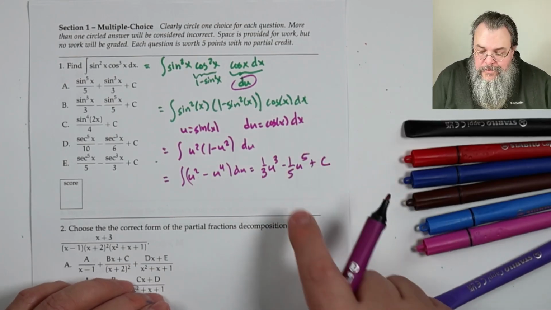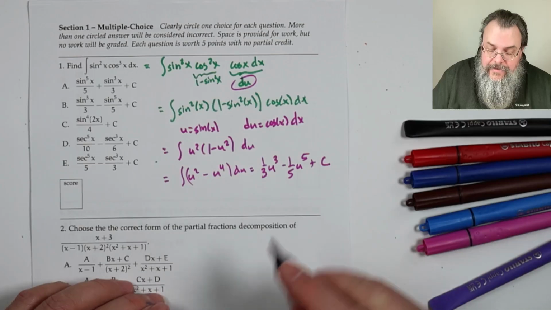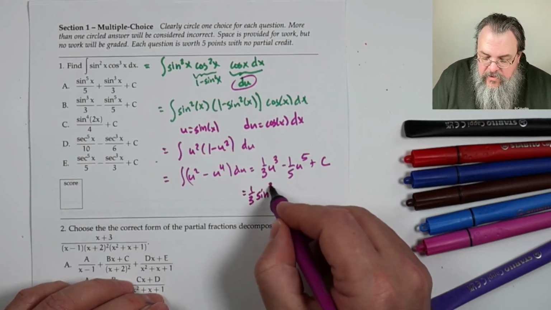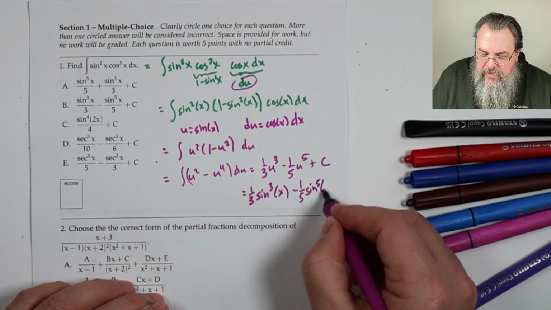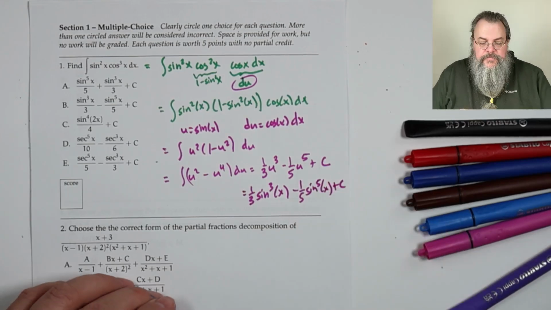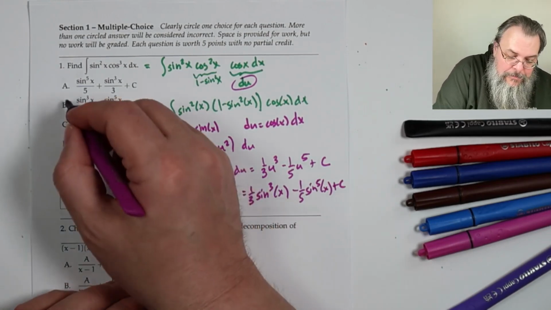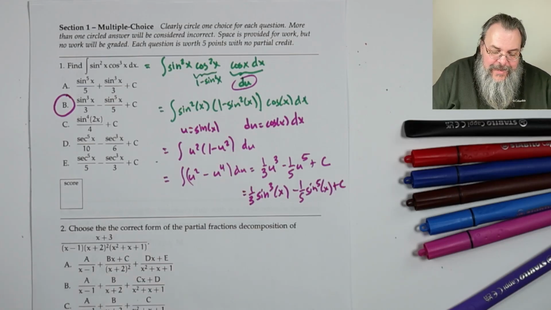And now we're almost there. We got to go back to x. u is sine. All right, so we have 1/3 sine cubed of x minus 1/5 sine to the 5th of x plus C. And do we have that as an option? We do. B. Nice. All right, life is good.